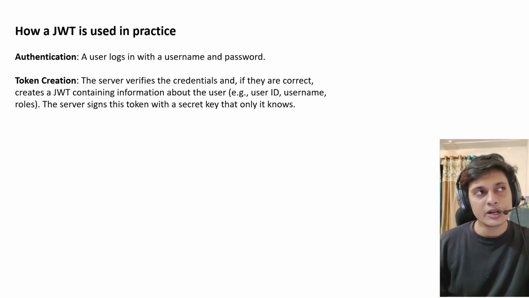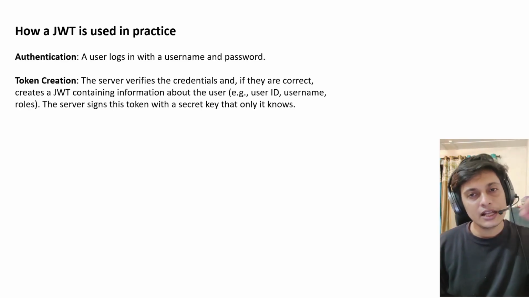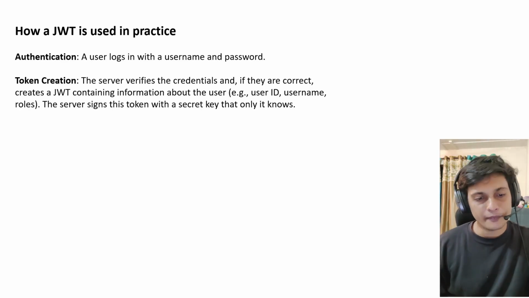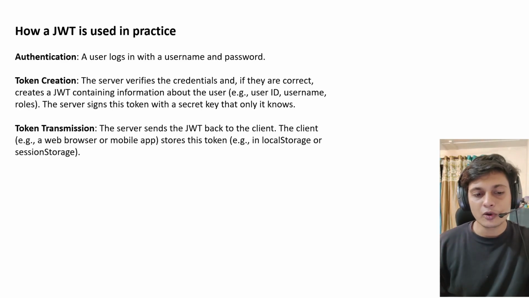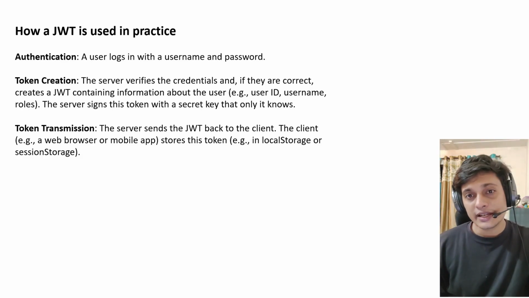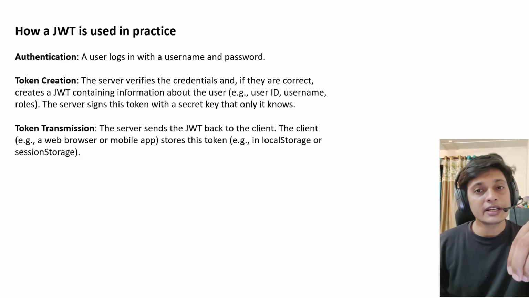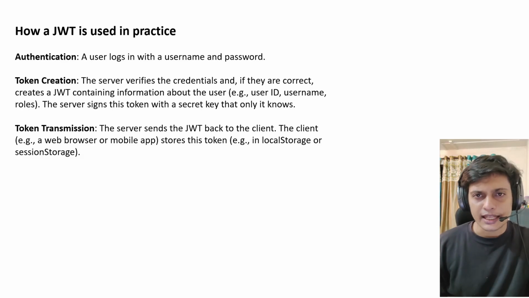So when you send that particular username and password to the server, then the server will generate a token. Okay. Now comes the part of token transmission. The server sends this JWT back to the client, like to your browser, and stores this token. So once your authentication credentials reach your server, the server creates the token, and this token will be transferred to your web application browser, or it can be your mobile application too. So there the server will send this token to your client. That client is where you are operating your application.